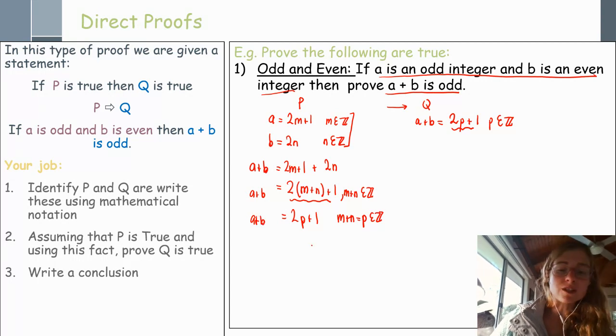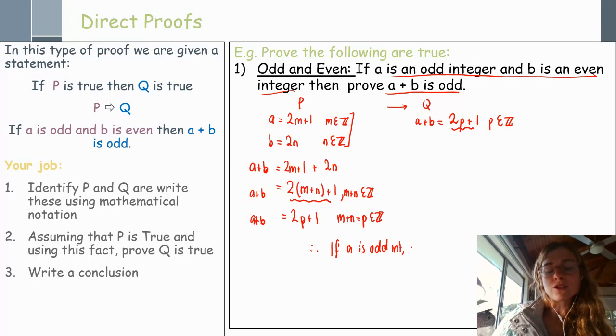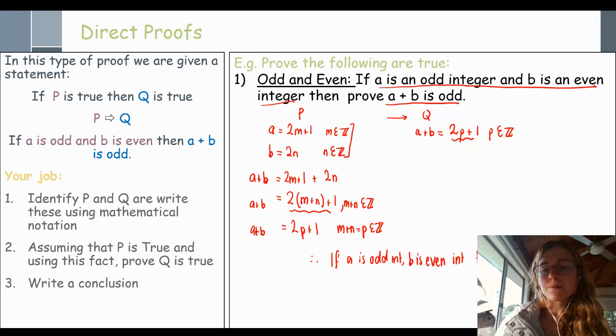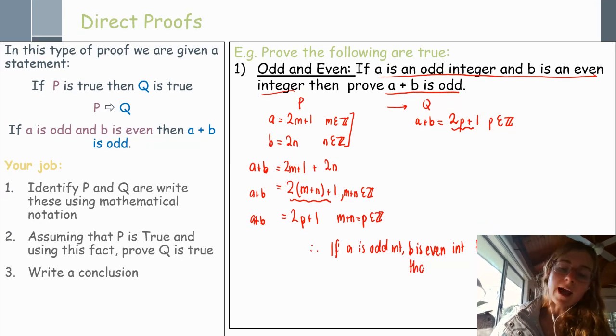And I have just proven, therefore, if A is an odd integer, and I'm just doing it shorthand, you need to write it out in full, and B is even, then it's true that A plus B is odd. And we're done our proof.